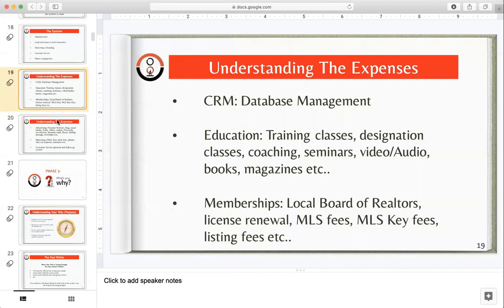But you do need an Excel sheet. You need to keep track. You need a database for sure. You can't work without a database. And also the database, by the way, is going to be the value that you sell in the future.